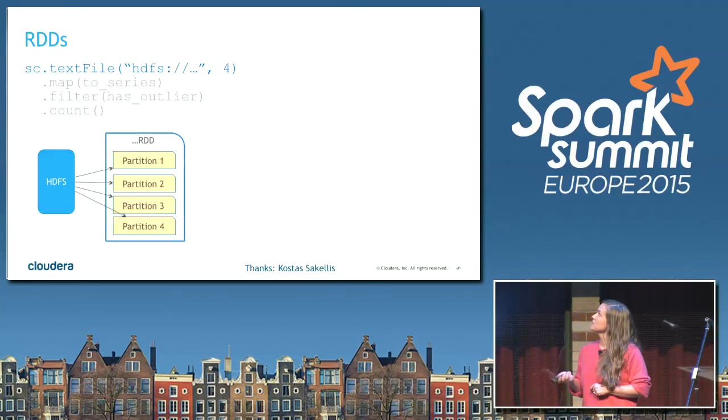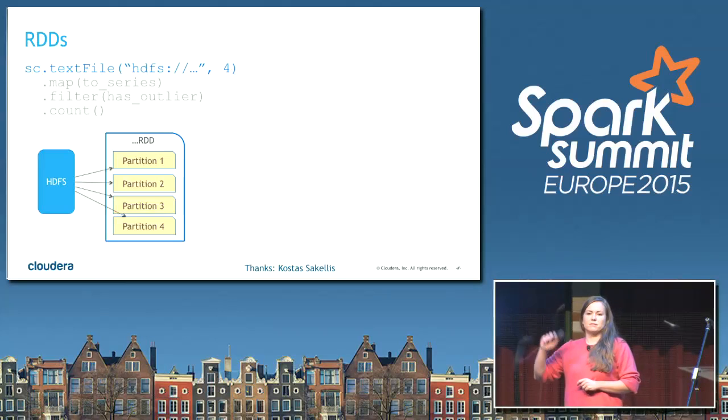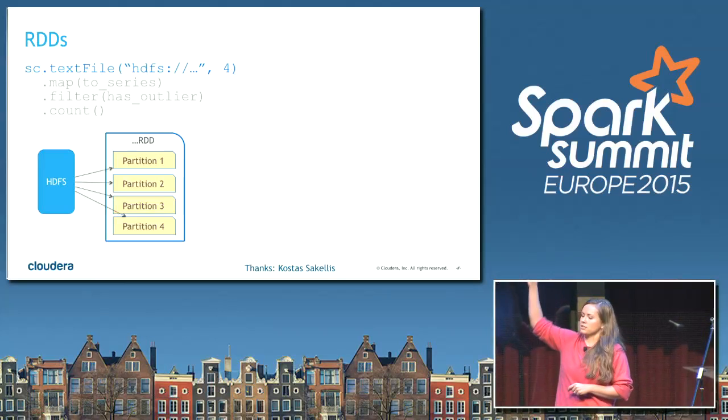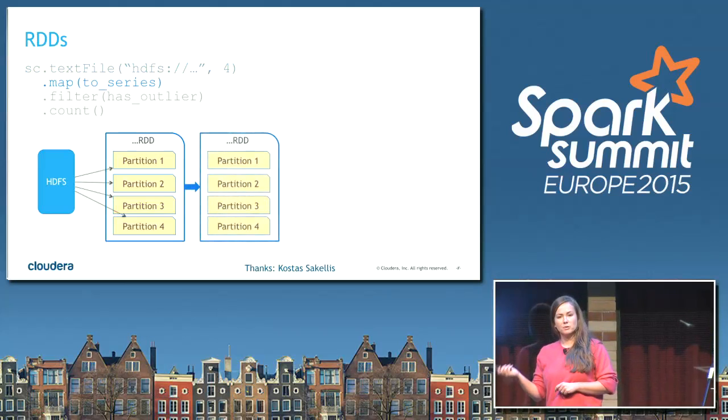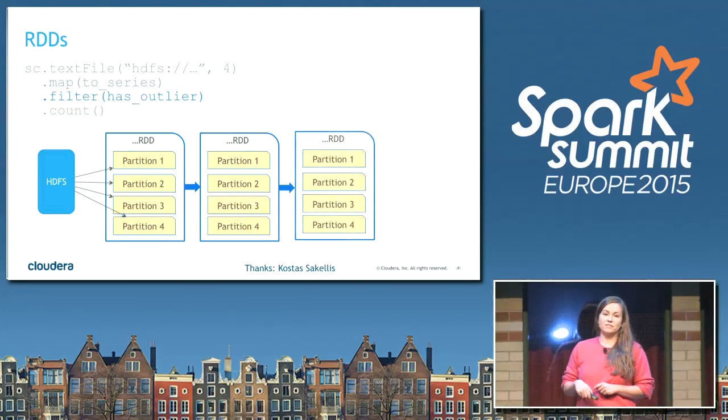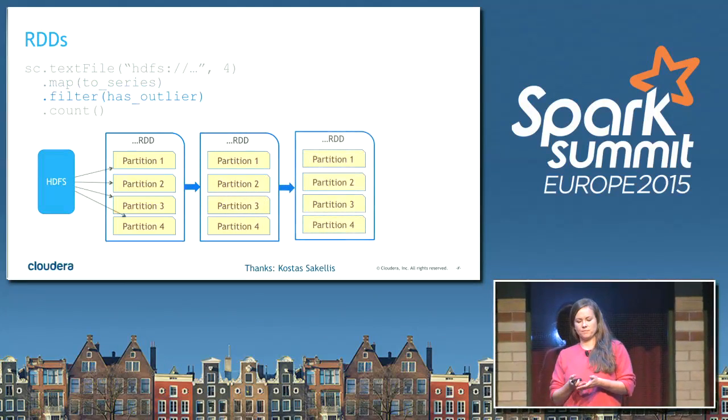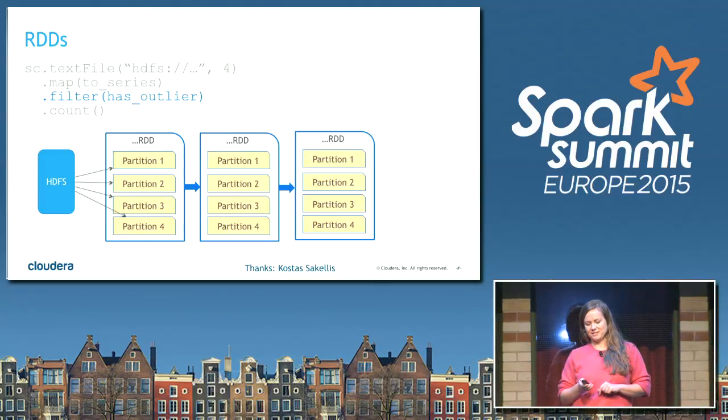Each of these partitions gets read in as a section of your RDD, and we have a resilient distributed data set, which is our initially read in text file. We map over it, we apply another function, filter, remove all of the non-outlier time series, and then we count them.